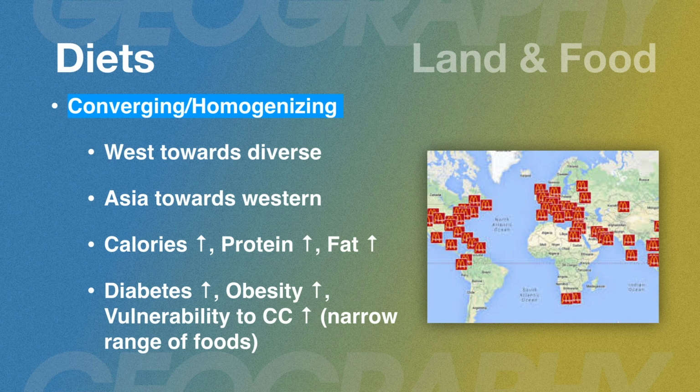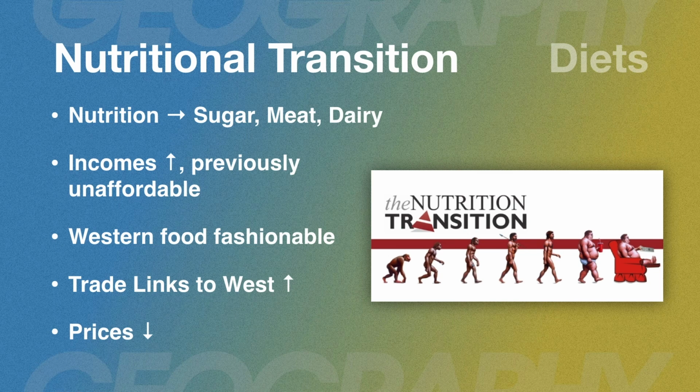And because we're relying on only staple crops now, that's increasing our vulnerability to climate change because of things like blight. What happens if half of our food production is wiped out? Because of this converging diet, we're seeing a nutritional transition from what used to be pretty diverse to now diets that are heavily dependent on sugar, meat, and dairy. Because as incomes are rising, what was once previously unaffordable can now be afforded by more people.